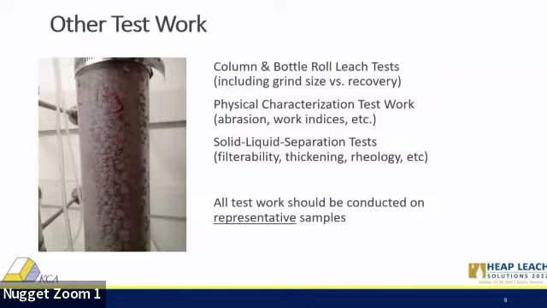Physical characterization test work, such as abrasion indices, Bond and ball mill work indices, those tests are needed in order to be able to appropriately size the equipment, as well as the solid liquid separation, the rheology, the filterability, the thickening, so you can manage the water and ensure you have the correct moistures going to the agglomeration drum and to your heap.